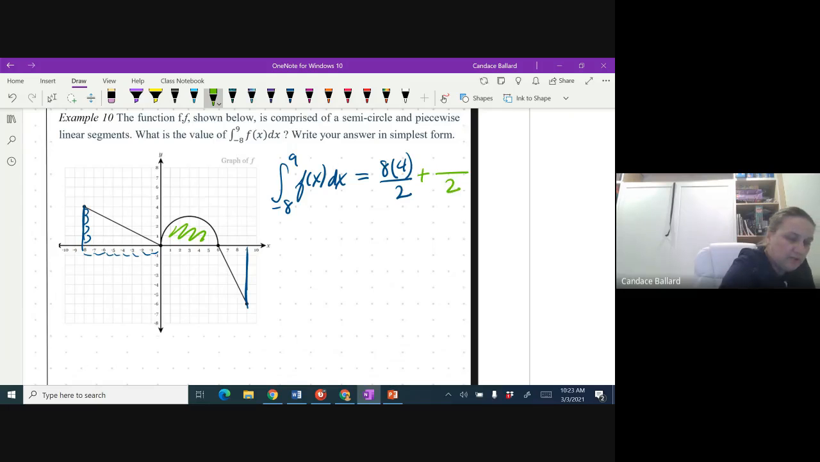The next piece is the circle. All right, we know it's a half circle, so I'm going to divide it by 2. Pi times the radius squared. Okay, radius is going to come out of the middle. It looks like I've got 1, 2, 3 for the radius.